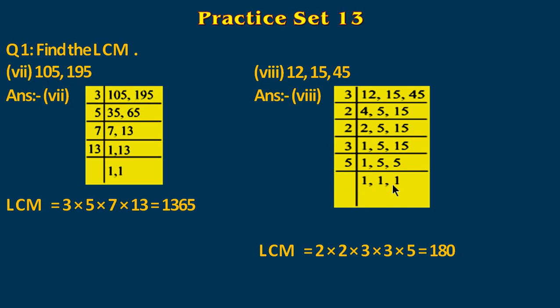That means now the LCM is 2 into 2 multiplied by 3 multiplied by 3 multiplied by 5. 2 2s are 4, 3 3s are 9, 4 9s are 36. 36 into 5 is 180.